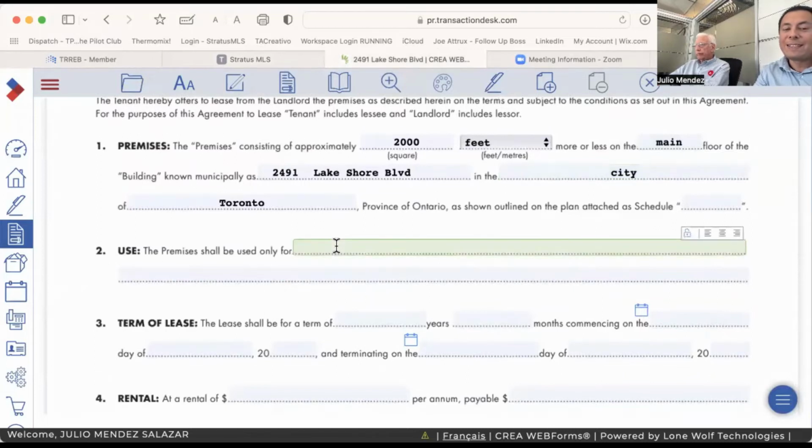Use. Let's say that we have verified the use, so whatever the use is. Can we just put retail? Yep.